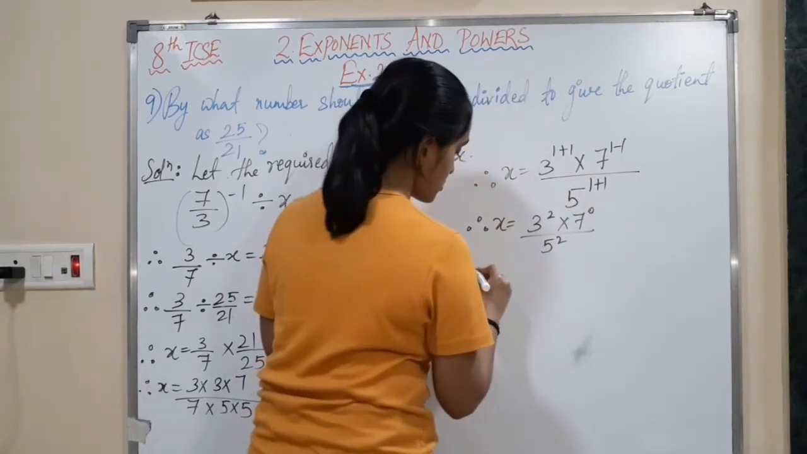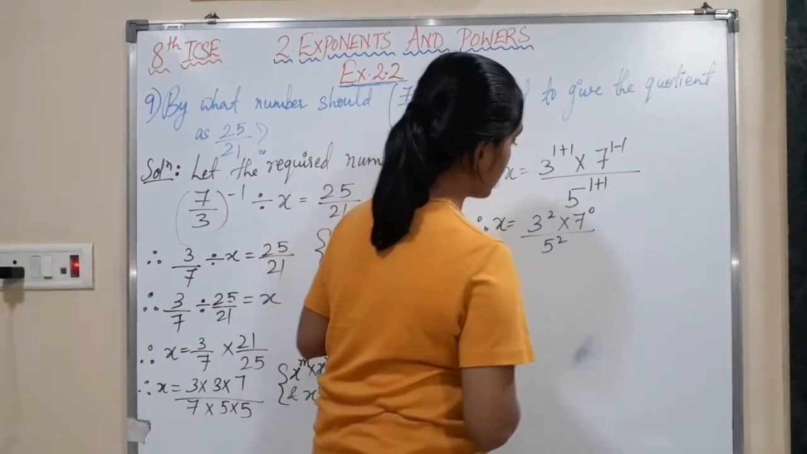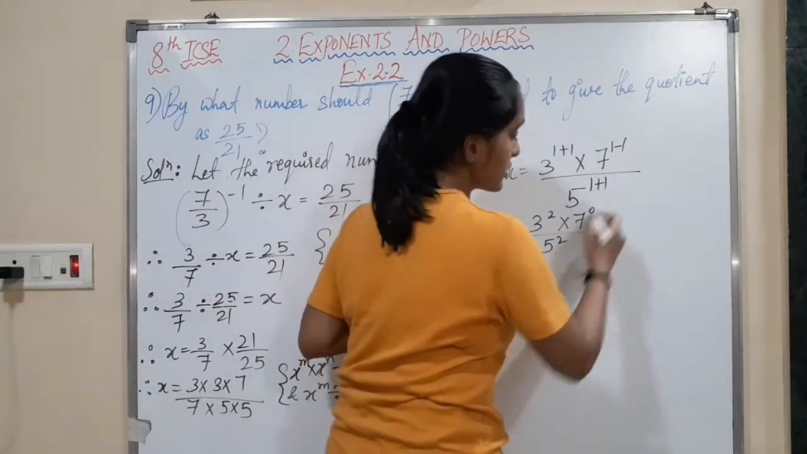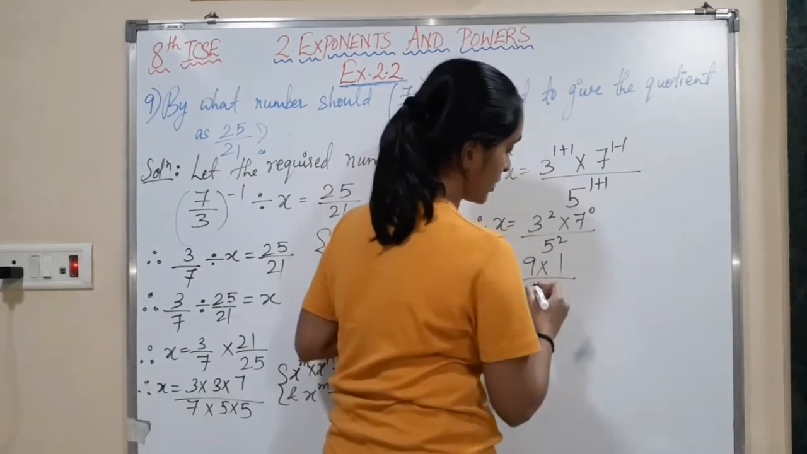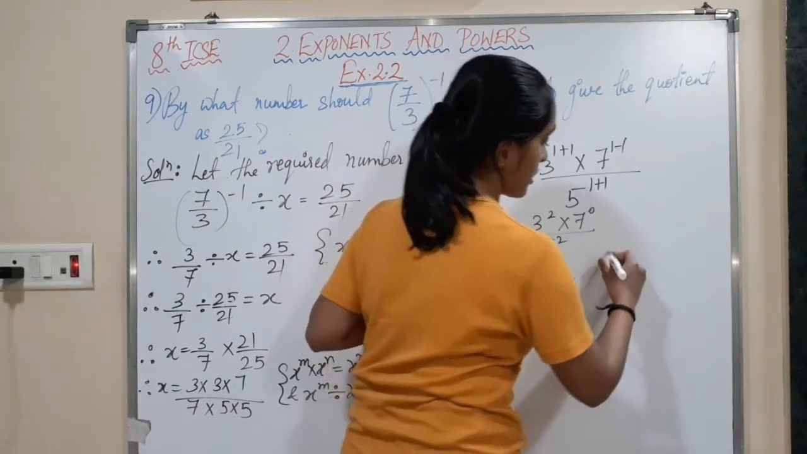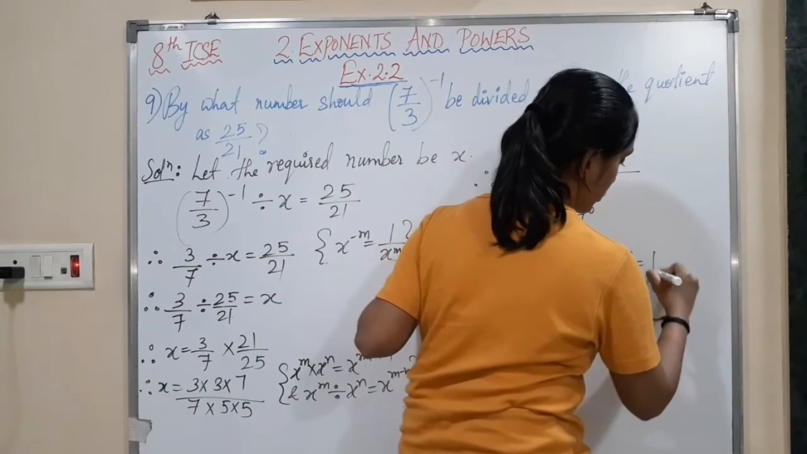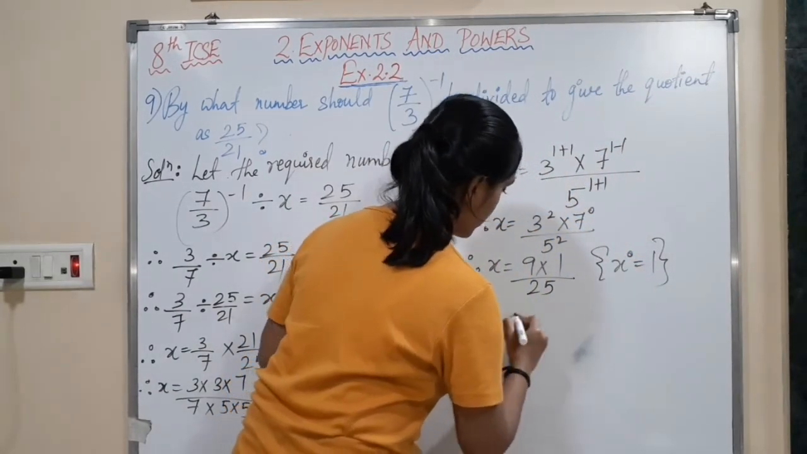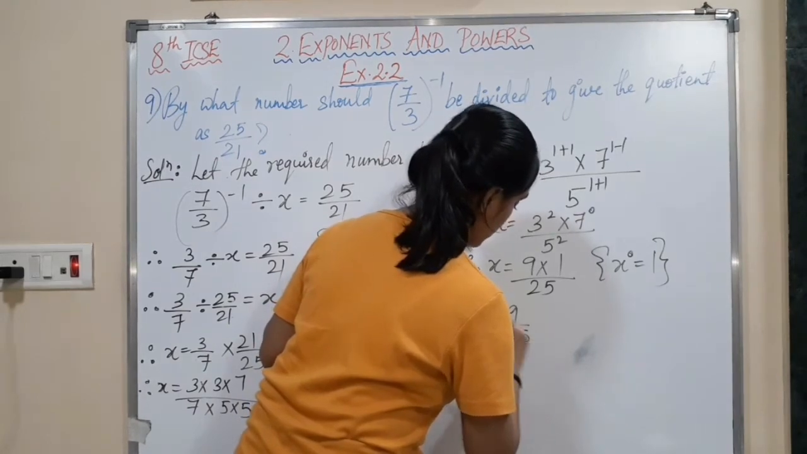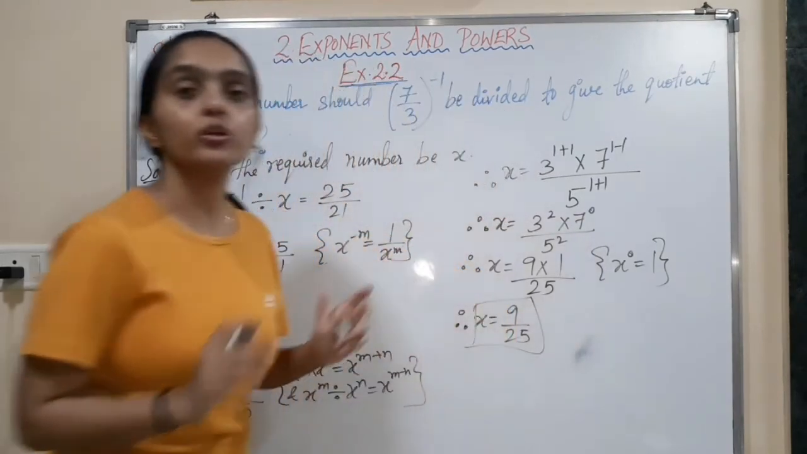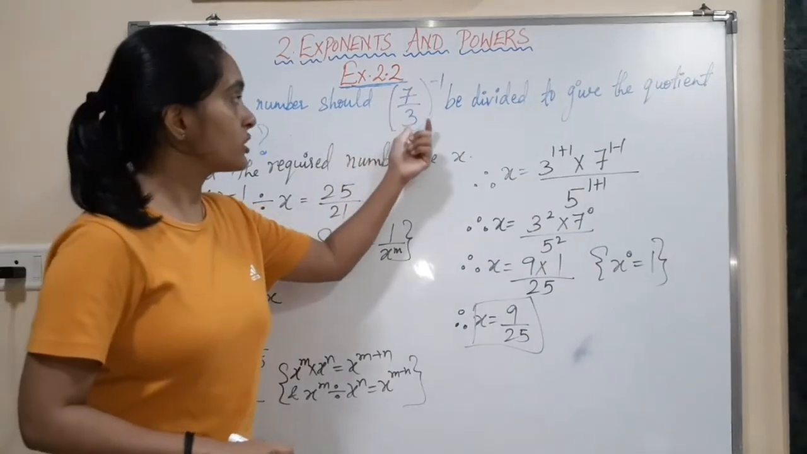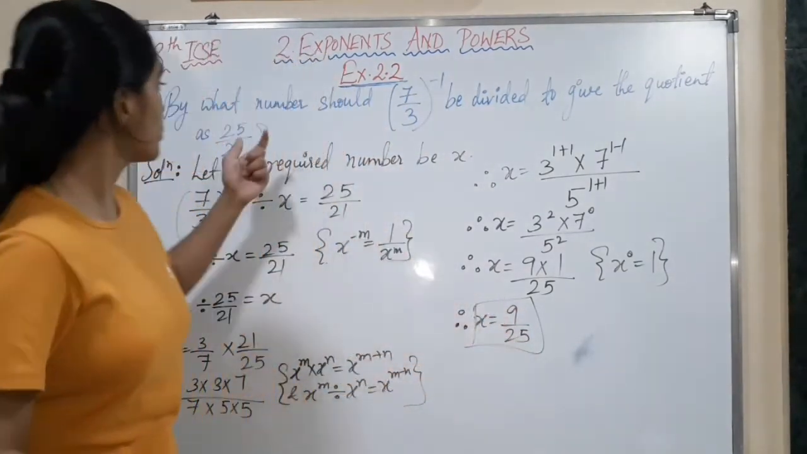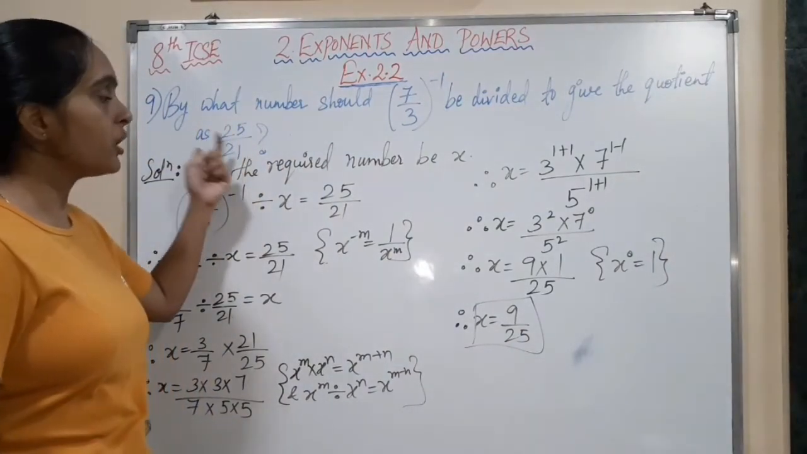So therefore x equals 3 raised to 2 is 9 multiplied by 7 raised to 0 is 1 upon 5 raised to 2 is 25, since x raised to 0 equals 1. So therefore the value of x will be 9 upon 25. So therefore you can conclude that 7 upon 3 raised to minus 1 should be divided by 9 upon 25 to get the quotient as 25 upon 21.